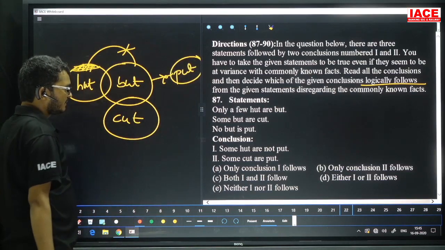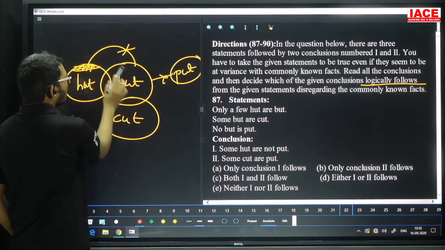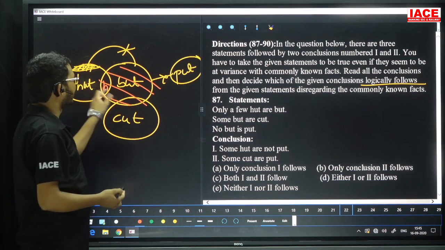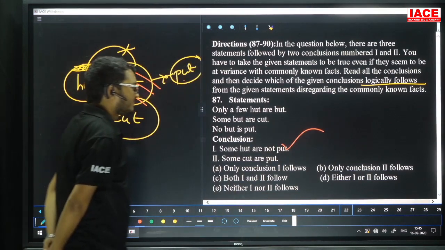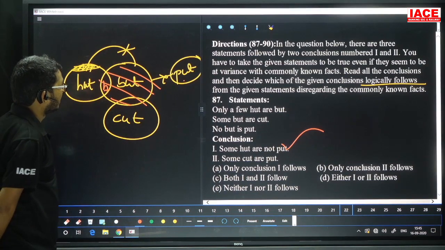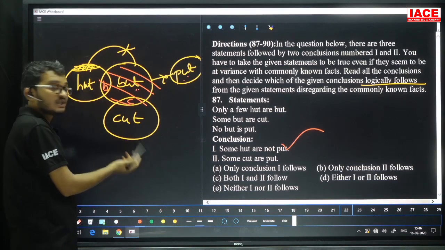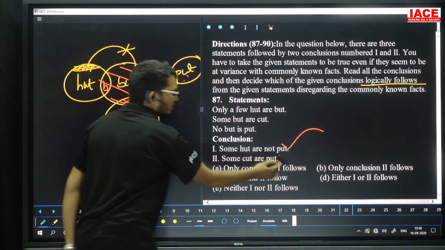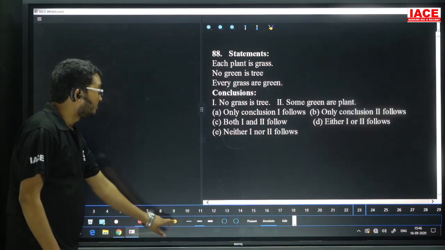Take first conclusion. Some hut are not put. We know no but is a put. No but is a put means in but, hut is some part. Some hut is not put. So first one is correct. Second one, some cut are put. Friends, here we know no but is a put, means in but, cut is some part. We know some part of cut is not put, but some cut are put means this one is wrong. So answer is what? Only one follows, option A.